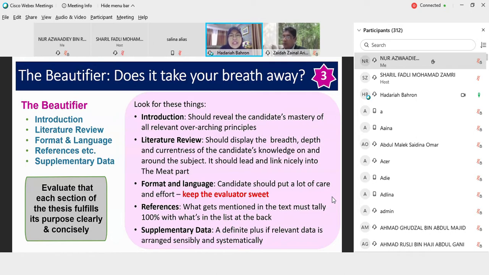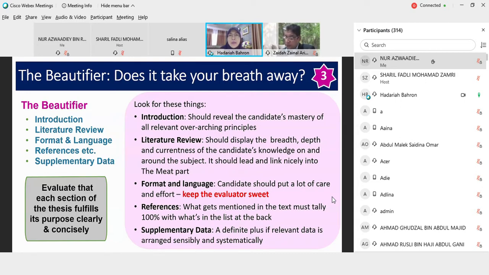Literature review should display the breadth, the depth, and the currentness of the candidate's knowledge on and around the subject, and it should lead and link nicely into the meat part. The literature review would have to prepare the examiner for reading the methodology.